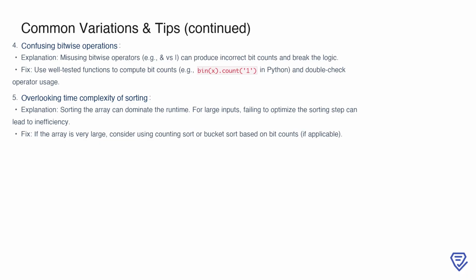Additionally, keep an eye on the time complexity of your sorting step. Sorting the array is often the most expensive part of the solution, and for larger inputs, failing to optimize this step can make your approach inefficient. If you're working with a large array, consider alternatives like counting sort or bucket sort, which can reduce the complexity under specific conditions, such as when the range of bit counts is limited.